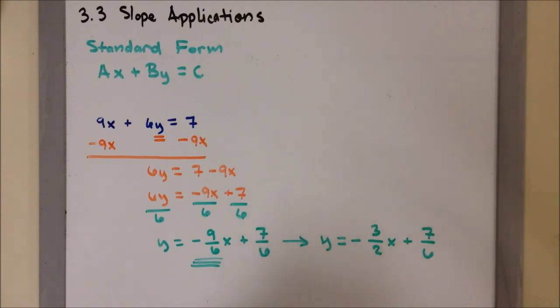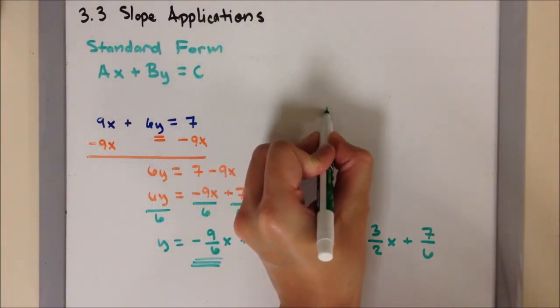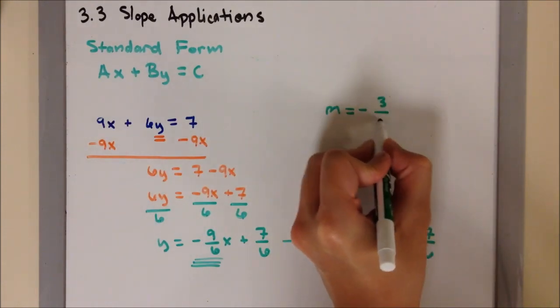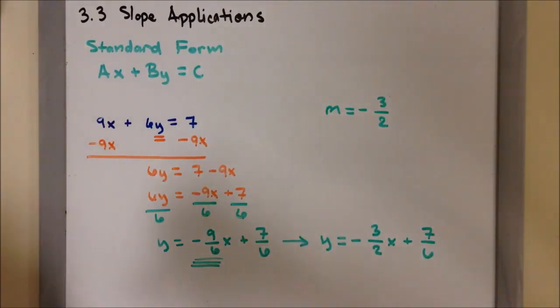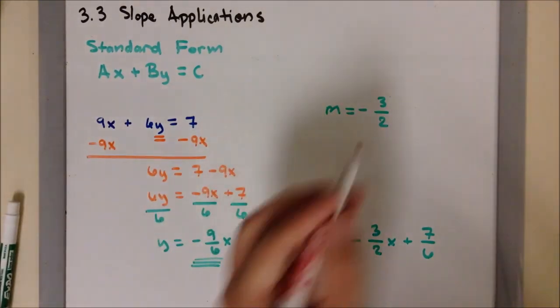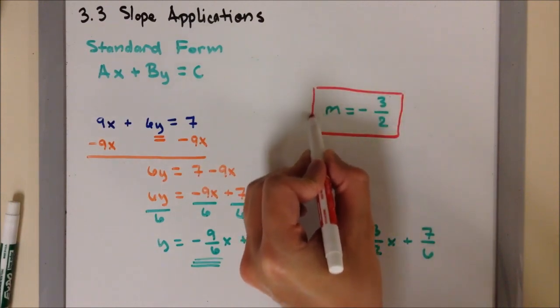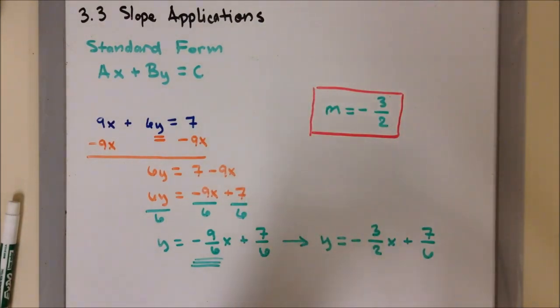And again, the slope is just the number in front of x. So in this case, my slope is, I'm going to write up here, m equals negative 3 over 2. And that will be my simplified final answer. Now, if you do not simplify your fraction, you will get points taken off because I asked you for the simplified final answer. So when working with fractions, always check if you can simplify just in case.